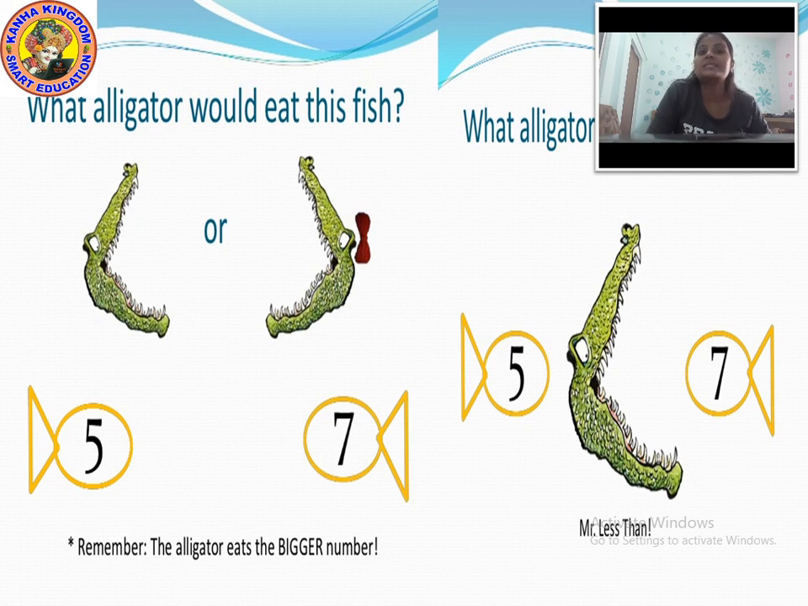Why? Because 7 is bigger than 5. That's why this alligator wants to eat 7. Why? Because the alligator always eats the bigger number. They don't eat the smaller one.